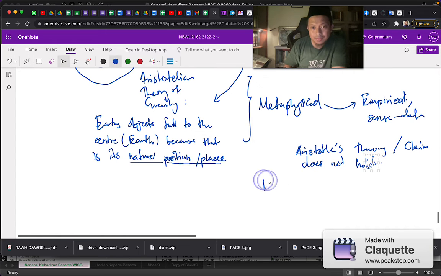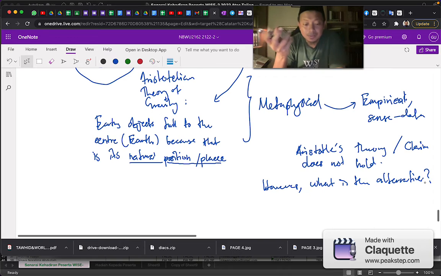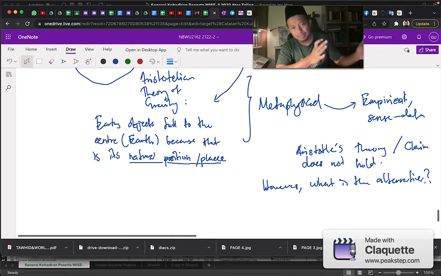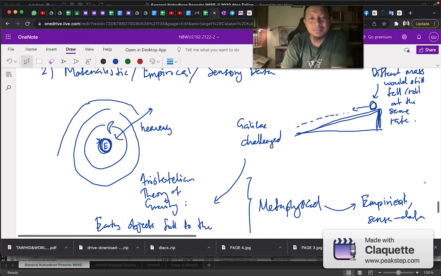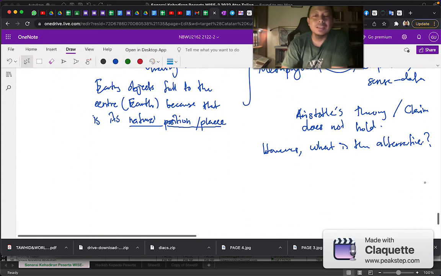However, what is the alternative? The church would ask Galileo, okay, at least Aristotle had provided an explanation why things fall down to earth. Now, if we reject this, if we do away with this explanation, how do we explain that things fall down to the earth? Meaning, if you want to do away with one particular theory on gravity, then you need to replace it with a better one. In this matter, Galileo did not manage to provide an alternative theory of gravitation until the time of Isaac Newton.